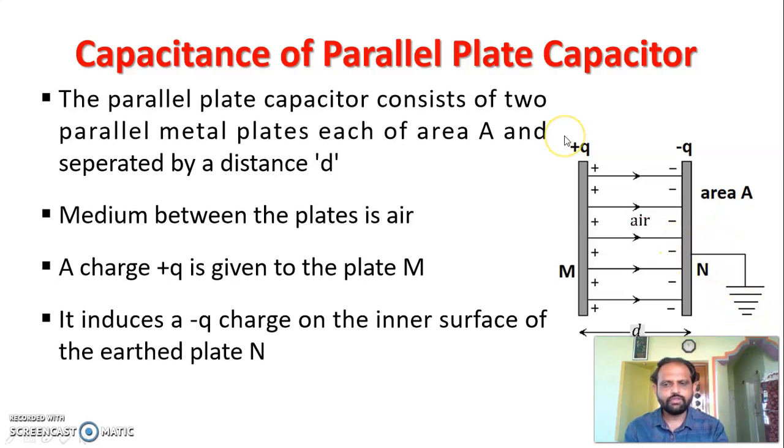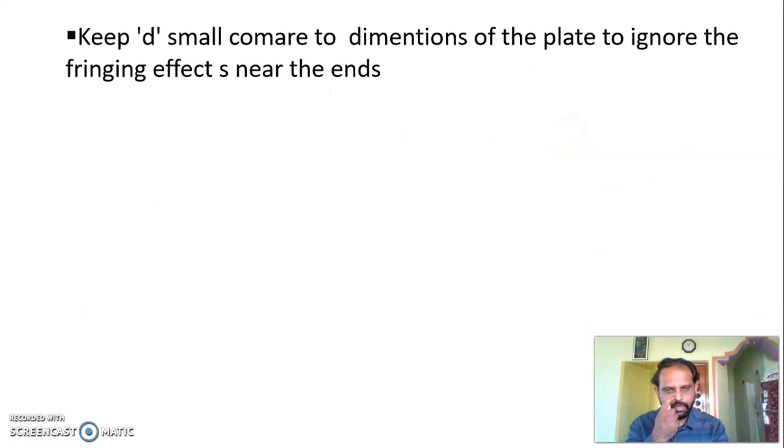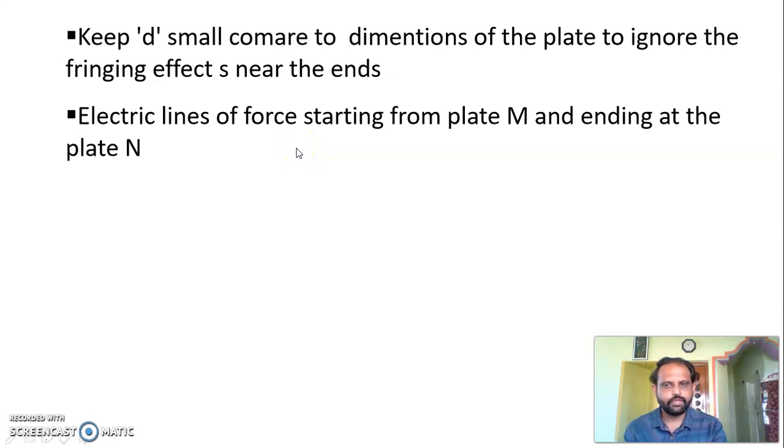So now we have to calculate the capacitance of the capacitor. We have to keep the separation d of the two plates very small, to ignore the fringing effect at the ends of the conductor. So we keep d very small compared to the dimensions of the plates M and N.